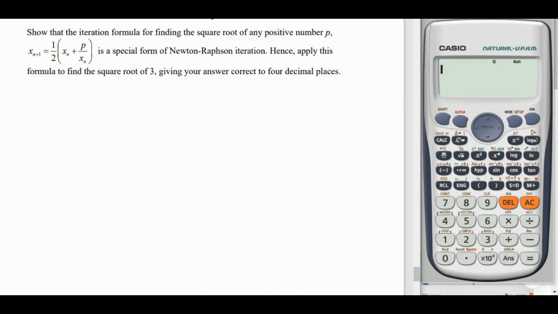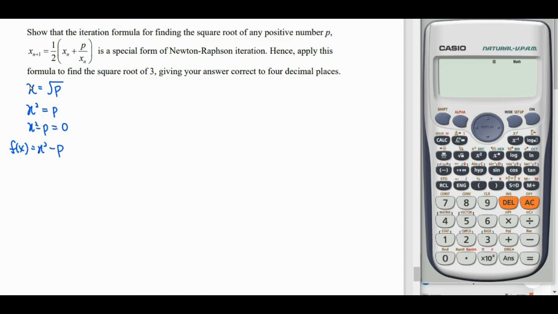So for the first part, we're going to show the iteration formula for the square root of a positive number is a special form from our Newton-Raphson method as stated here. First, in order to find the square root of positive number p, x will be equal to the square root of p. Then we have to form our function: we move the square root to the left hand side, which gives us a square function. So finally our function will be a quadratic function.